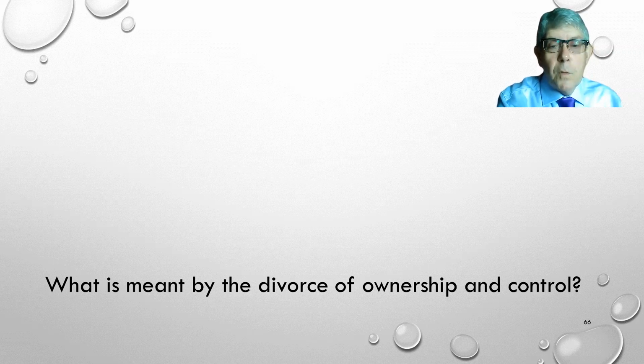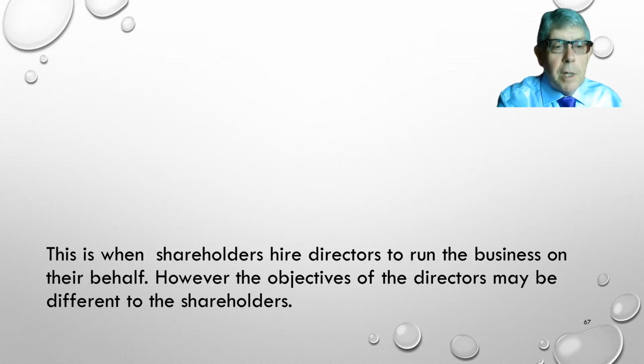What is meant by the divorce of ownership and control? This is when shareholders hire directors to run the business on their behalf. However, the objectives of the directors may be different from the shareholders.